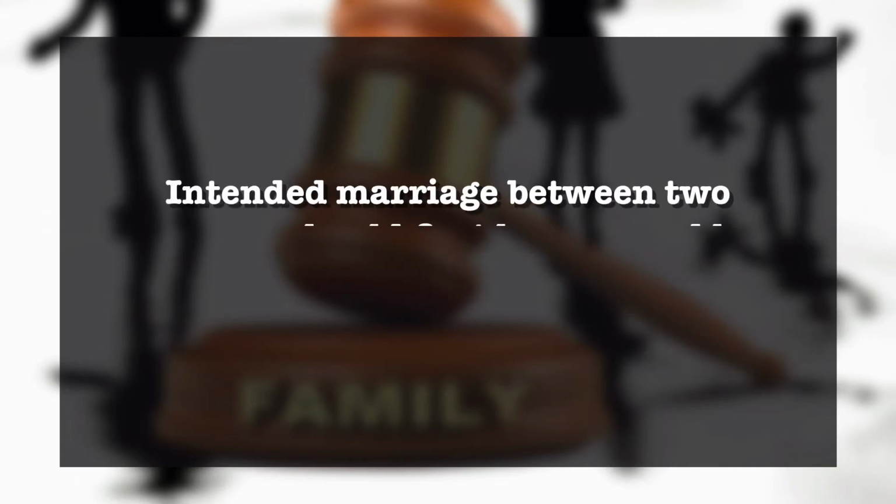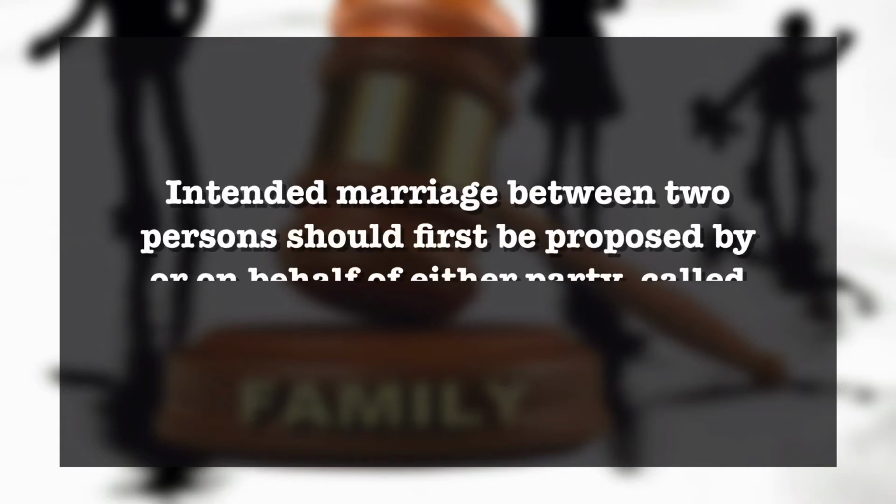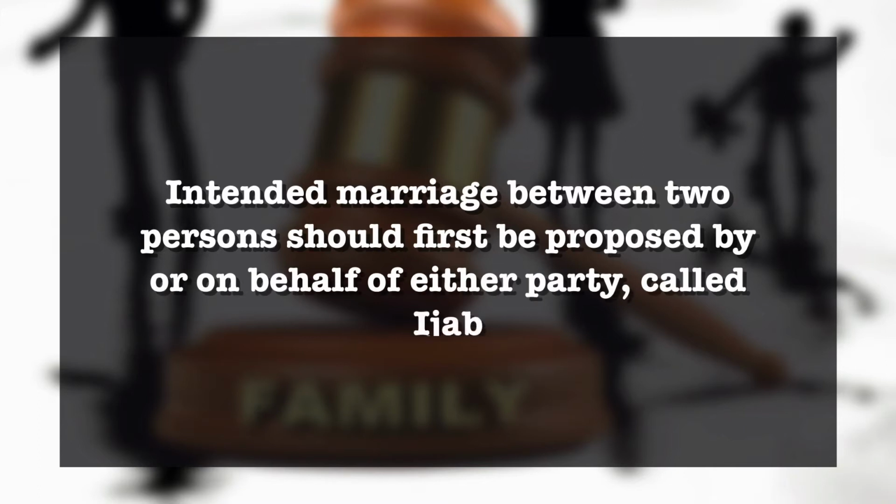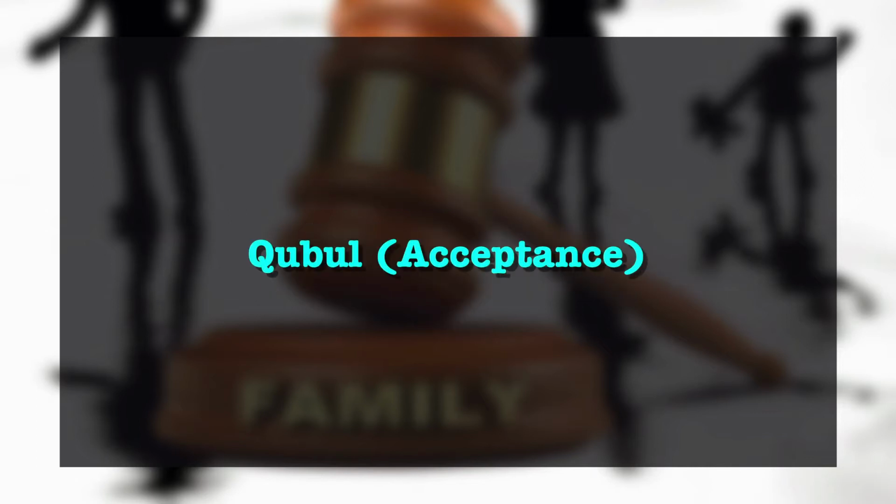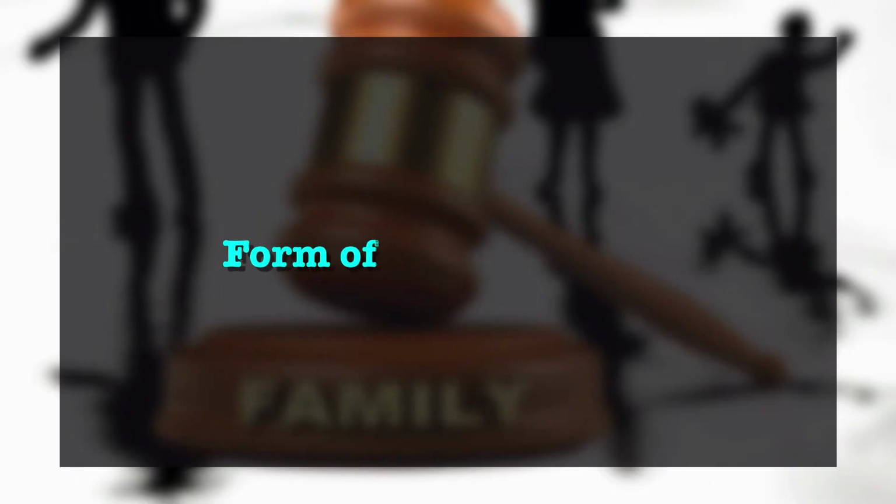The intended marriage between two persons should first be proposed by or on behalf of either party. This is called ijab. Number 2, qabul or acceptance. The proposal so made should be accepted by or on behalf of the other party to the intended marriage. This is called qabul. Number 3, form of ijab and qabul. The expressions conveying ijab or qabul must be reasonably certain so as to result into a completed transaction. They must not convey a mere intention or promise to marry.